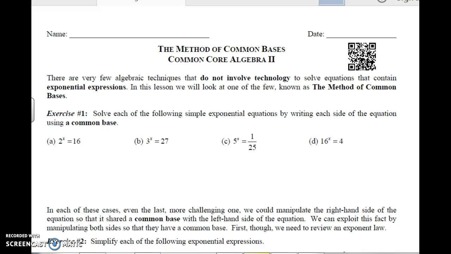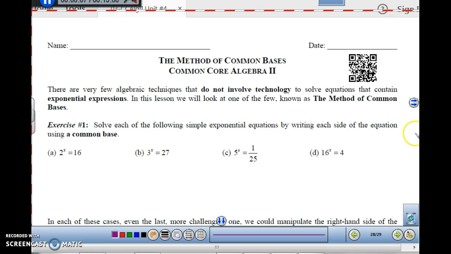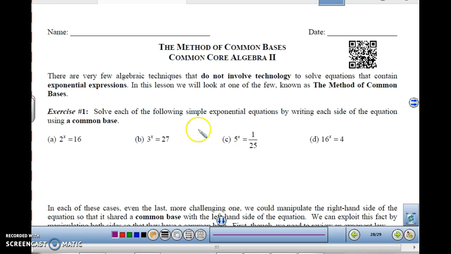This is Algebra 2, Unit 4, Lesson 5, the method of common bases. Now, there are very few algebraic techniques that do not involve technology to solve equations that contain exponential expressions, but we're going to look at the few known as the method of common bases. And it's just like what it sounds like. The method of common bases means each side of the equation has the same base. And once the bases are equal, the exponents are equal.